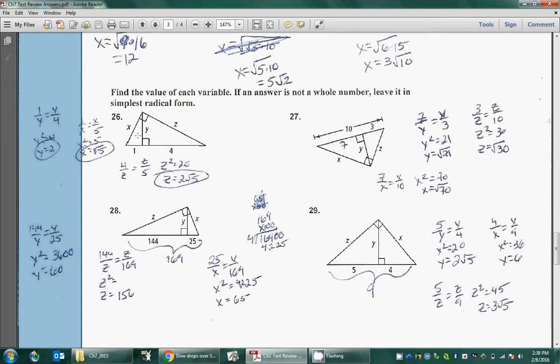For y, the y one's a little bit different, because you'll notice the y touches both parts.